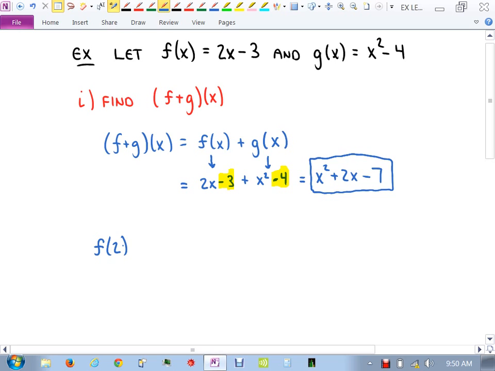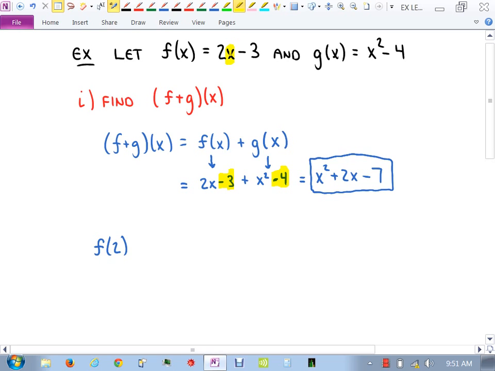Look, go up to the f function right here. I'm highlighting the yellow. Plug 2 in right there. What do you get? 2 times 2 is 4, minus 3 is 1, right? So f of 2 is 1. Got it? What's g of 2?